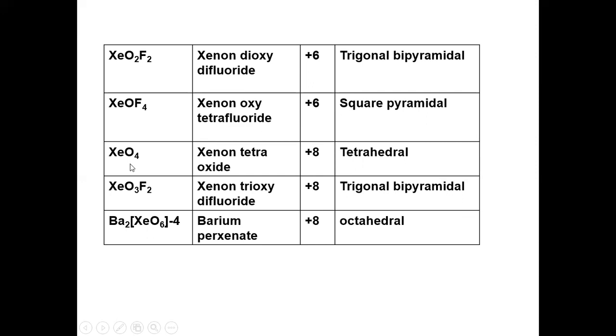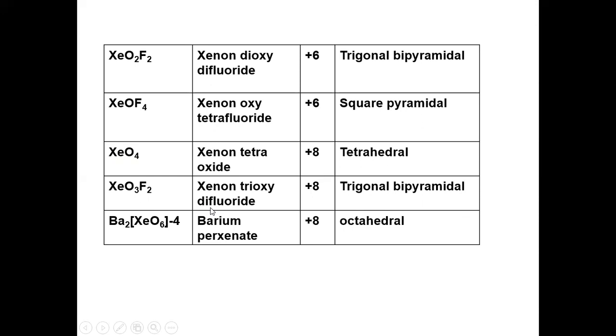Next, let us see xenon tetroxide. The structure is tetrahedral and the bond angle is 109 degrees. Hybridization is sp3. For tetroxide, you get sp3 hybridization. 4 sigma bonds and 4 pi bonds are there. The oxidation state of xenon is +8, with tetrahedral structure.